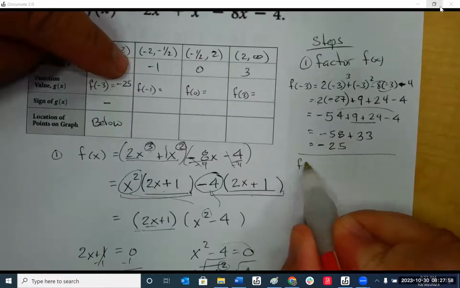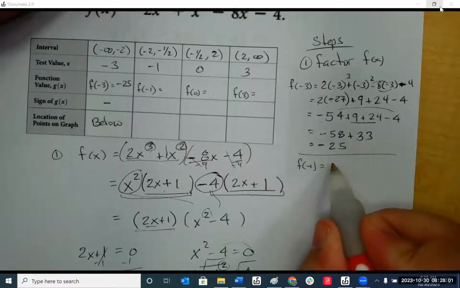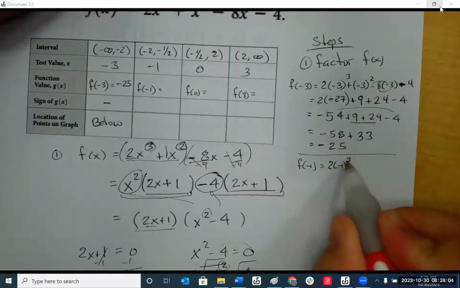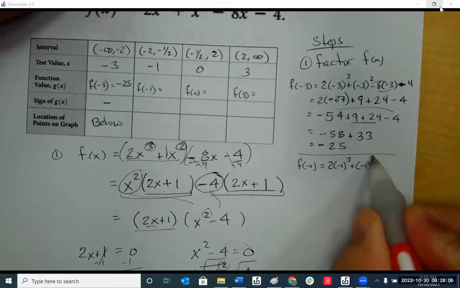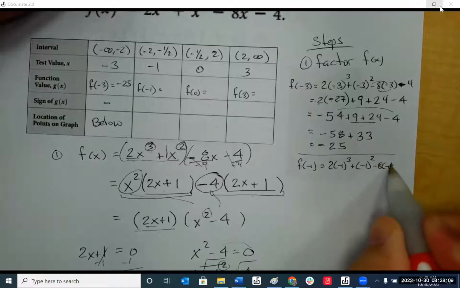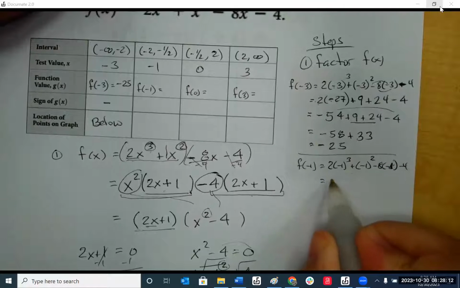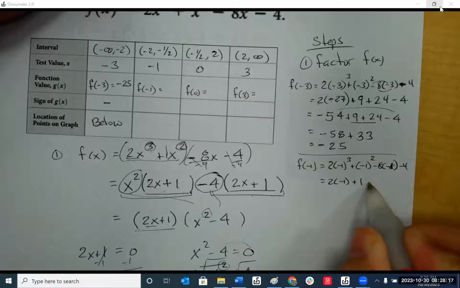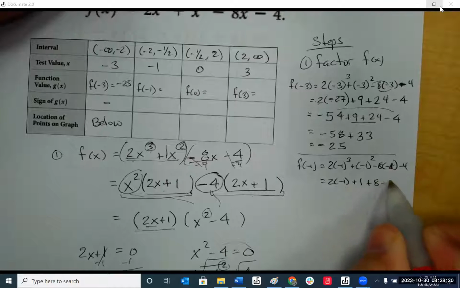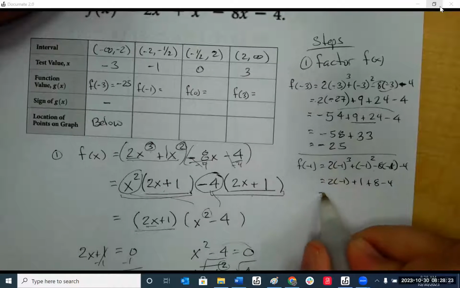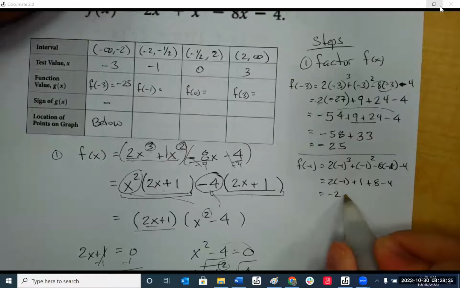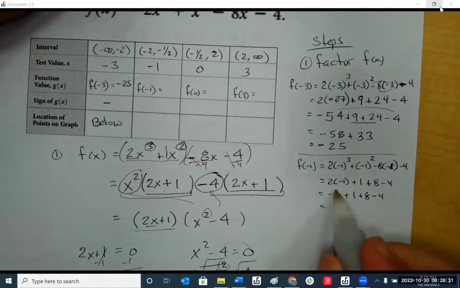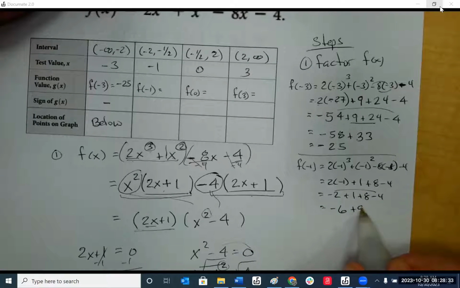At -1, 2 times -1 to the third plus -1 squared minus 8 times -1 minus 4. 2 times -1 is -2, -1 squared is 1. Negative times negative is a +8 minus 4. -2 plus 1 plus 8 minus 4. -6 plus 9 is +3.